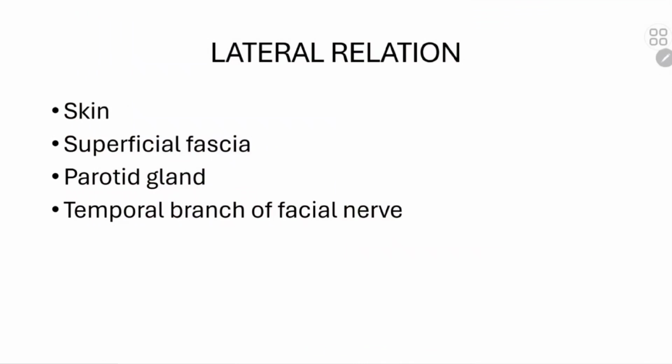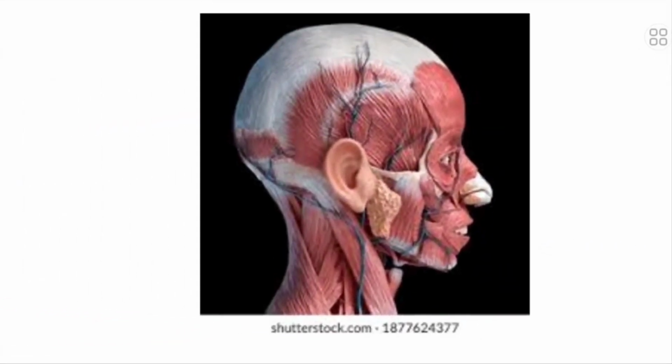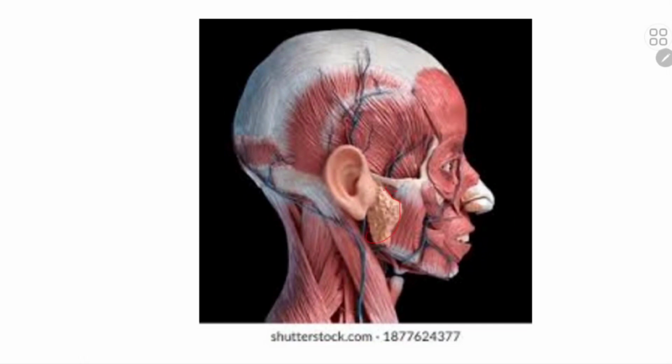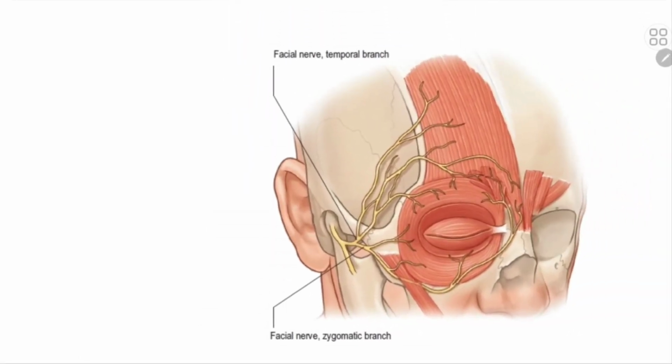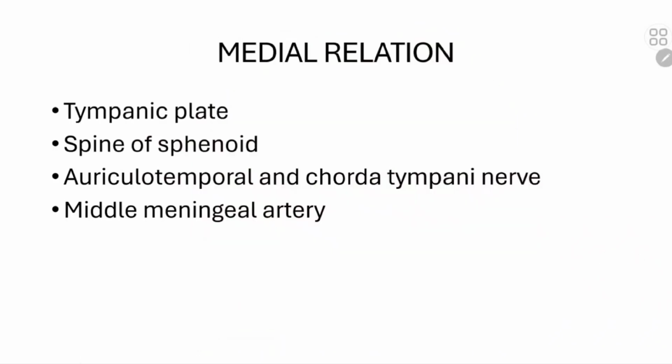So the lateral relation has the skin, superficial fascia, parotid gland, and the temporal branch of the facial nerve. First, we have the skin. After removing the skin and superficial fascia, you can see the parotid gland. After the parotid gland is removed, you can see the temporal branch of the facial nerve, which is present lateral to the temporomandibular joint.